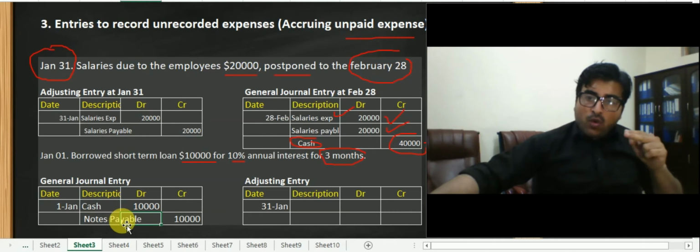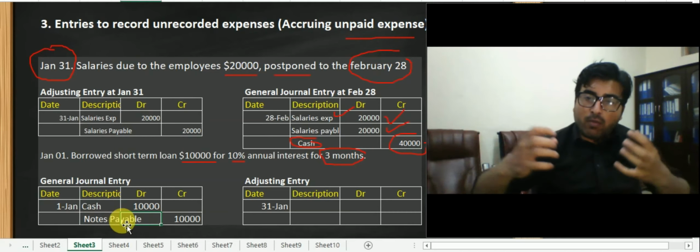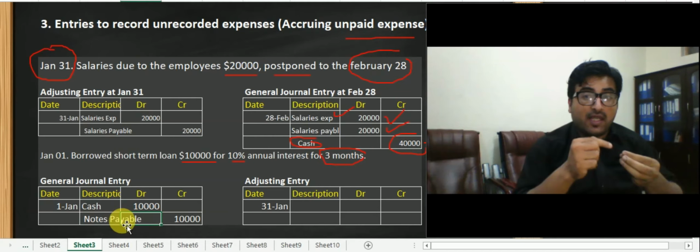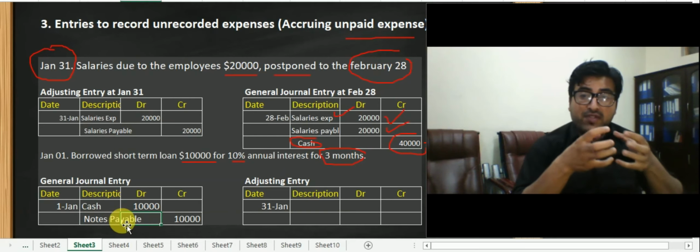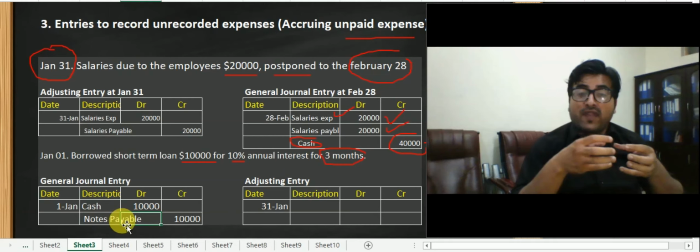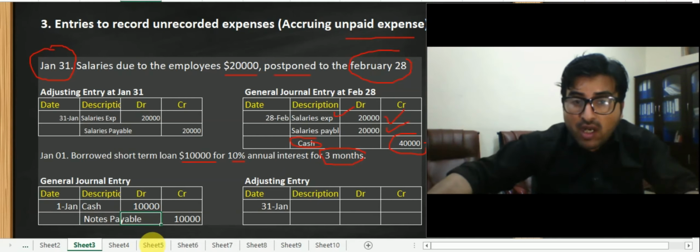Now after 1 month you have used the money you have borrowed. Now what happened? Expense incurred. Money is not for free. The bank is not lending money for free. You have taken a loan. Now you have to pay the interest of January. How much? 10%. But you are not paying it now, but it is the expense of this month. So you should record it.